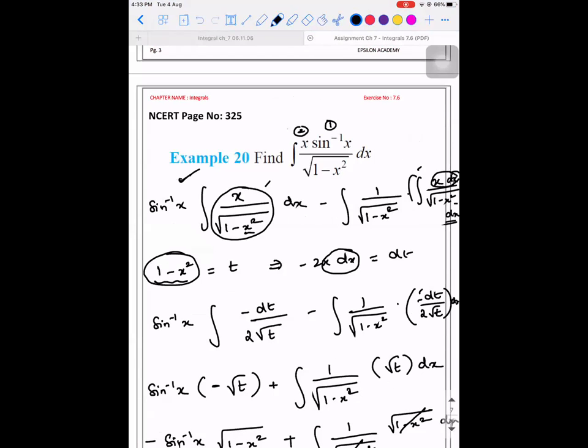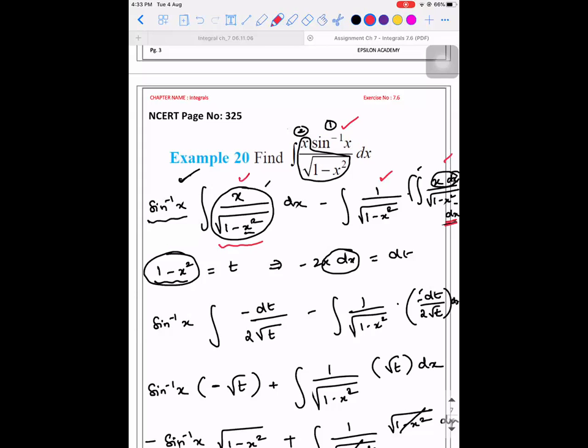First function into integral of second function. What did I say? The second function is x divided by root of 1 minus x square. That whole thing I took as the second function. So first function you should write as it is, into, put an integral symbol, write the second function, minus integral of derivative of first function. What is the derivative of sine inverse x? It is 1 by root of 1 minus x square, into integral of second function, that is integral of x dx by root of 1 minus x square. This whole thing's integral with respect to x. That's what I did.